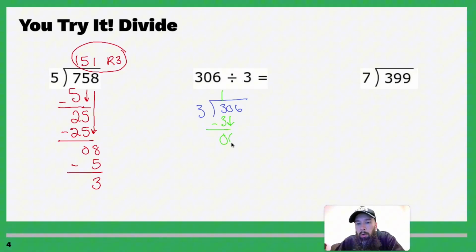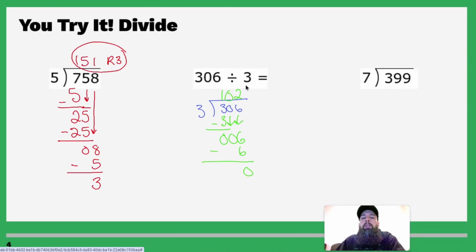Drop down the next number. 3 goes into 0 0 times, so we put a 0 there. Drop down the next number then. 3 goes into 6 2 times. Multiply the 2 to the 3, which gives you 6. Subtract the numbers. 6 minus 6 is 0. We are out of digits, so this is a remainder of 0, and your answer is 102. Okay? Not so bad at all.